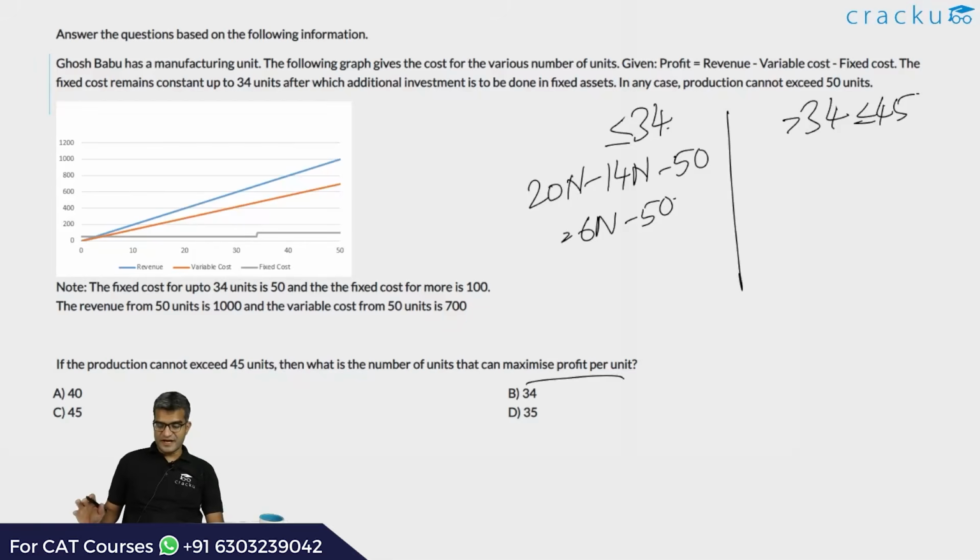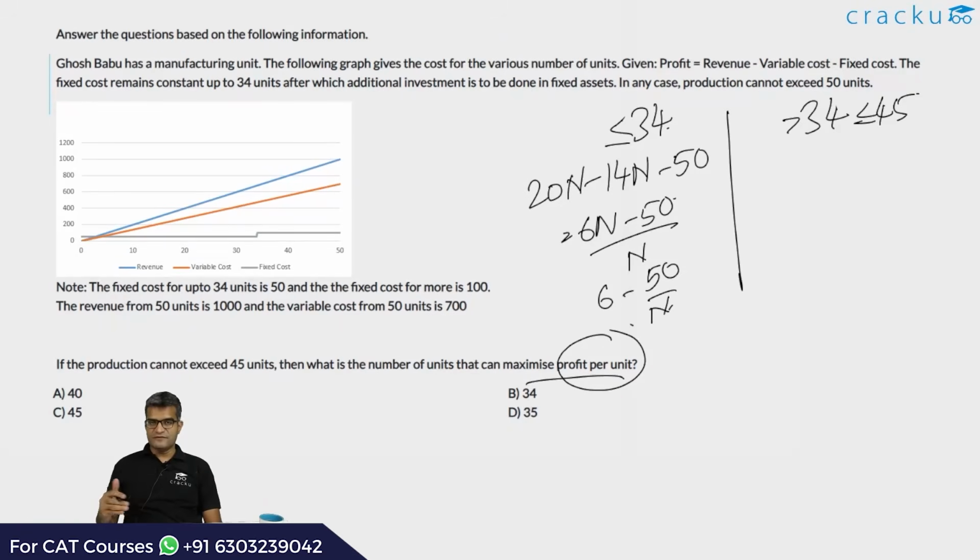This is 6n minus 50. This is the profit. Again, we are only looking for profit per unit. So divide this by n, and the profit per unit is 6 minus 50 by n. This will increase as the value of n increases, and n can be a maximum of 34. So this is again equal to 6 minus 1.5, which is very close to 4.5.